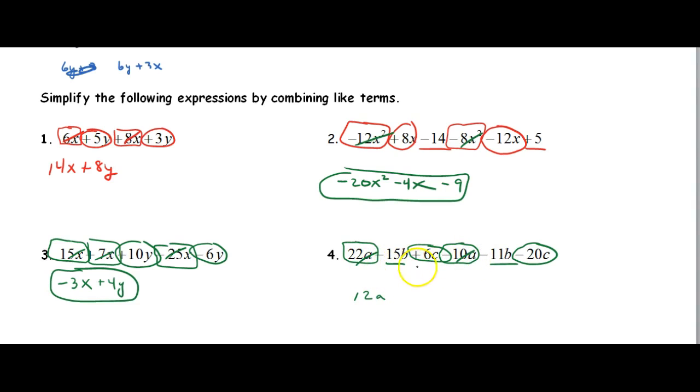Negative 15b minus 11b. Negative 15 minus 11 is negative 26b. Cross them out, I've used them. And then 6c minus 20c will give me minus 14c. And we are done. Nothing else can be simplified here.